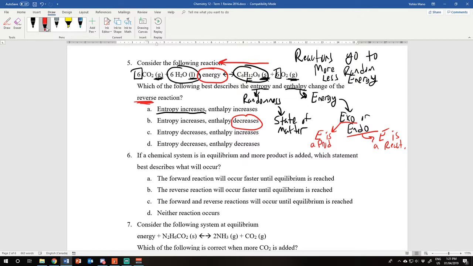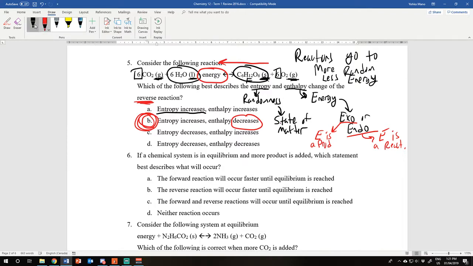Okay, so we have an increase in entropy and a decrease in enthalpy, so this will be my answer here. Okay. So remember that. Entropy is randomness, and that's entirely based on state of matter. Gases are the most random, solids are the most ordered. And enthalpy depends on where the energy appears. If energy is a product, it is exothermic, so exothermic reactions have decreasing enthalpy. Endothermic means energy is a reactant. Endothermic reactions have increasing enthalpy.